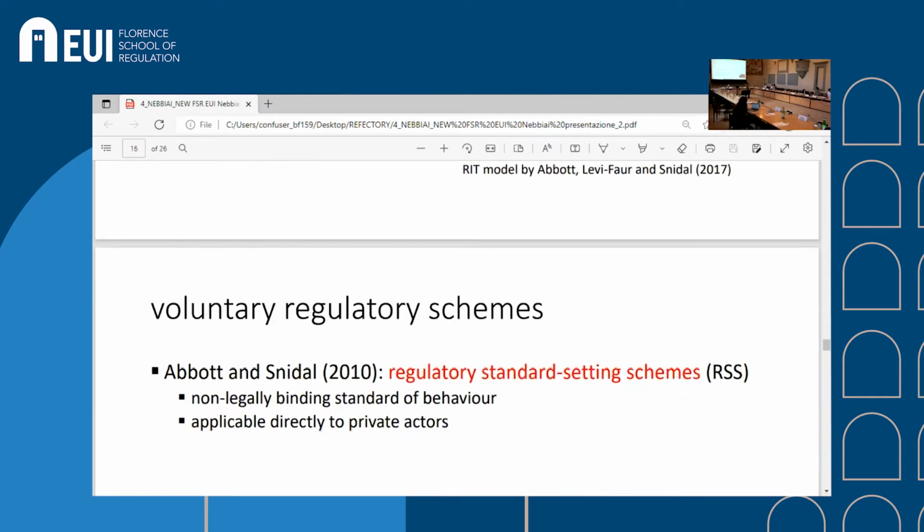So basically, we are speaking about a particular kind of regulatory schemes that is settled by actors that could be public, private, or non-profit. But what is the particular feature of these schemes? Firstly, they are non-legally binding in the sense that we are not speaking about public regulation, we're speaking about voluntary regulation. So any actor could join it or not, but this membership is based on a contractual basis, so private law. Secondly, these schemes are applicable directly to private actors. This means basically that these schemes offer the possibility to join them under a certain variety of criteria.